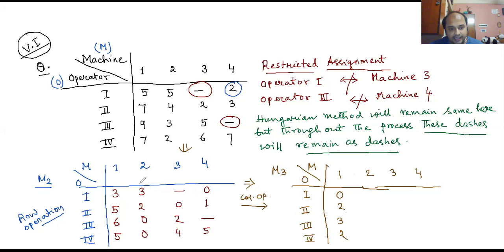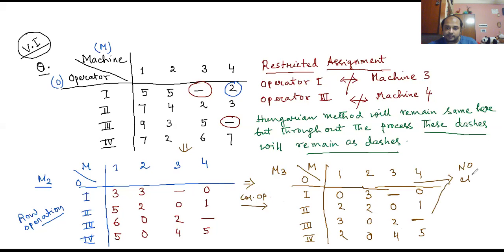In the second case, the minimum element is 0, and then the elements will not change because the minimum element is 0. So I will write 0 here, 2 here, 4 here, but dash will remain dash. Here the minimum element is 0. Then I will write 0 here, 1 here, 5 here, but dash will remain dash.